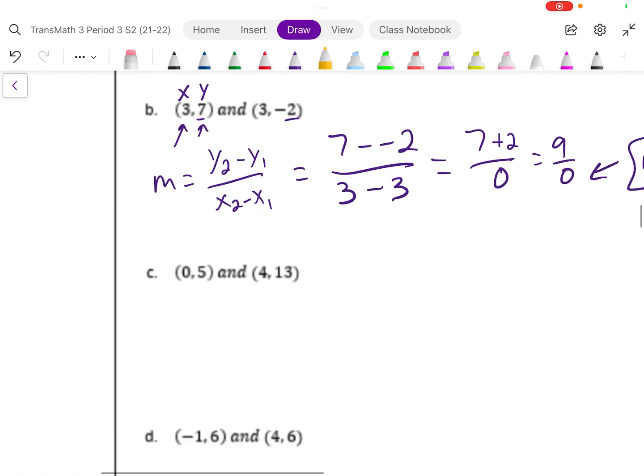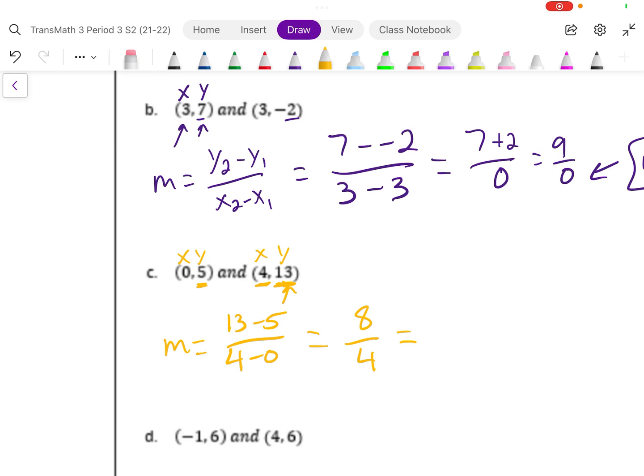Okay, so we got 0, 5 and 4, 13. I'm not going to rewrite it this time, but again, just pick one of the y values. I like this one just because it's bigger than the 5. So we start with the 13. 13 minus 5. Since I started with that 13, I have to start with that 4. 4 minus 0. 13 minus 5 gives me 8 over 4. And we always simplify our fractions. That gets us a slope of 2.